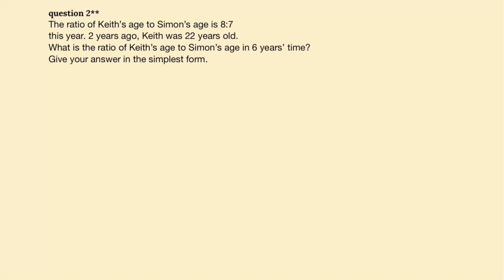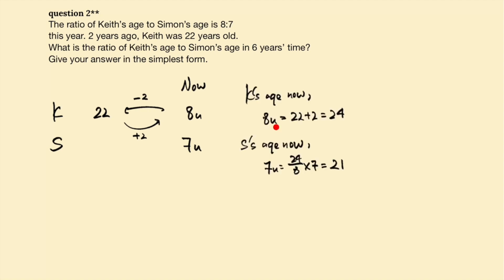The ratio of Keith's age to Simon's age is 8:7. 2 years ago, so we're going to subtract 2 for each one. Keith was 22 years old. Well, so 8U and 7U, 2 years ago, Keith was 22. Well, right now, it's 22 plus 2. So we know that 8 units is therefore 24. Right, so let's do something about that. 8U is 24. So that's K's age now, 24. 7U therefore is 21. So we know this is 21 right now.